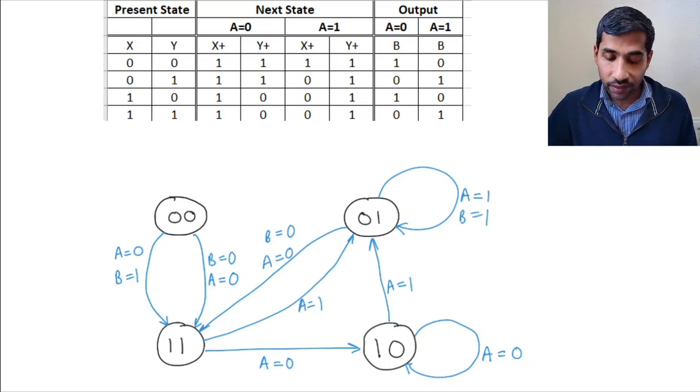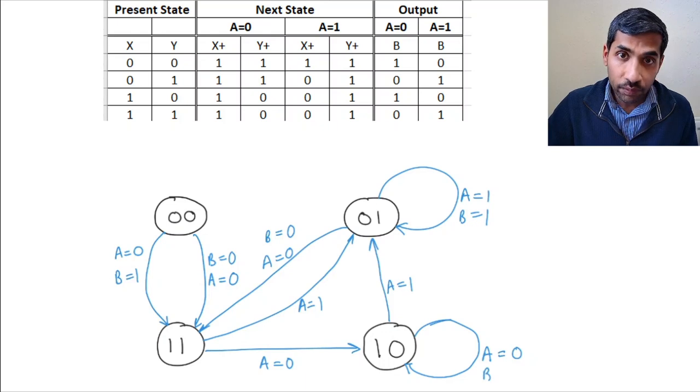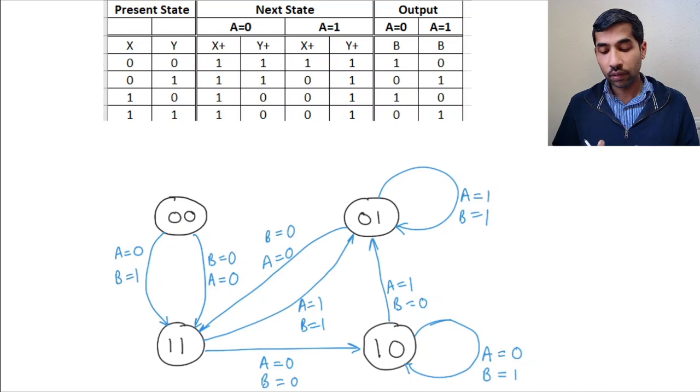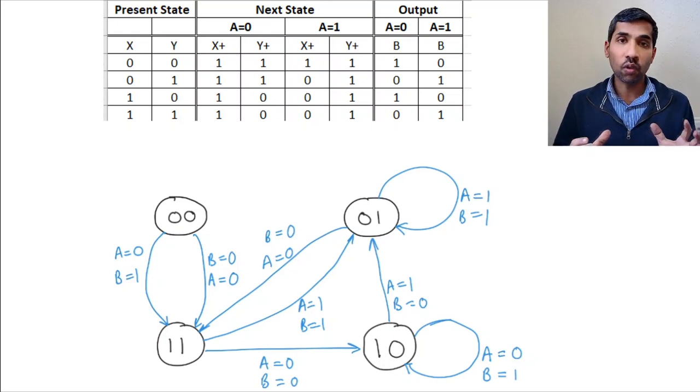So let's take this for example. When you are at 1 0 and you get an input of 0, you remain at the same state, but your output is b equal to 1. And similarly, you have b equal to 0 here, b equal to 0 here, and b equal to 1 here. So this state diagram captures all the information that is there in this truth table, right?